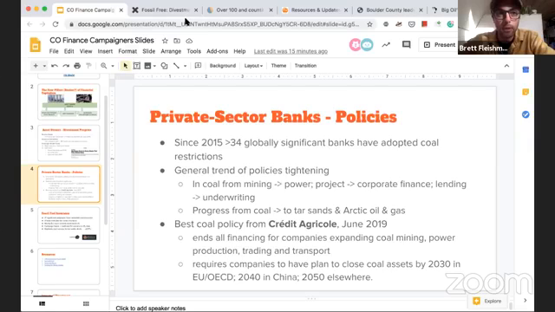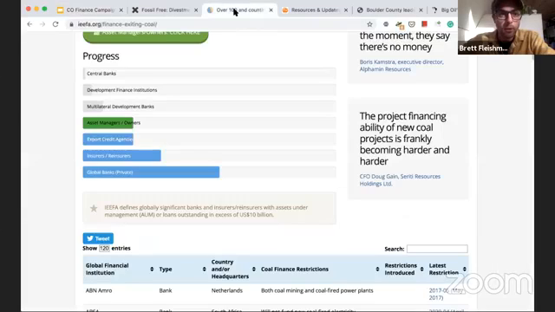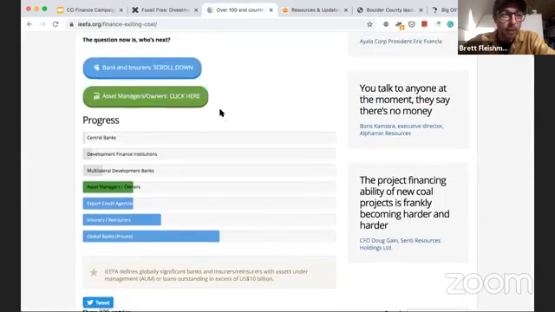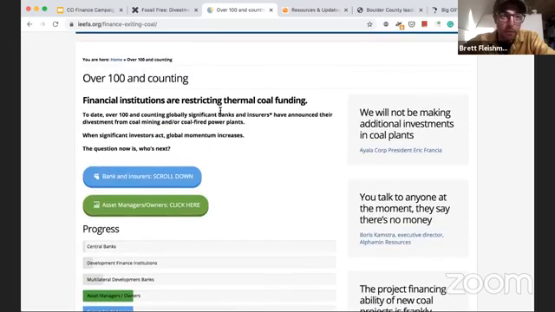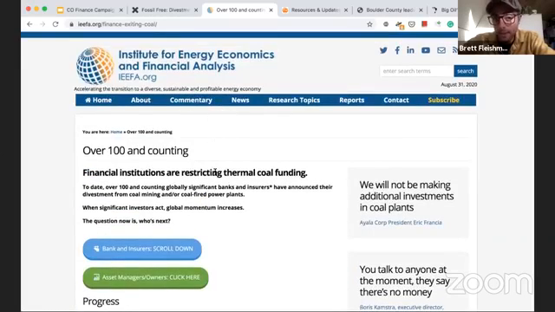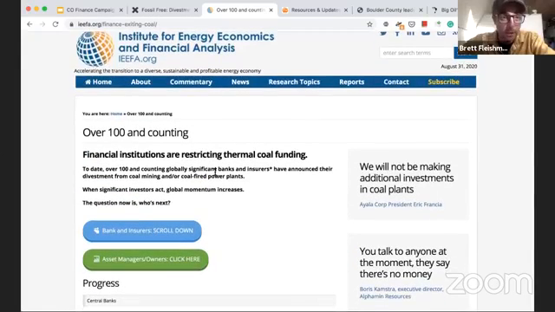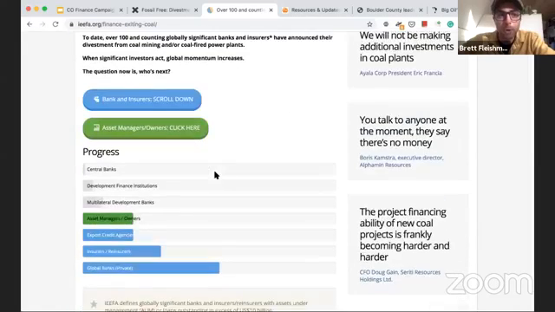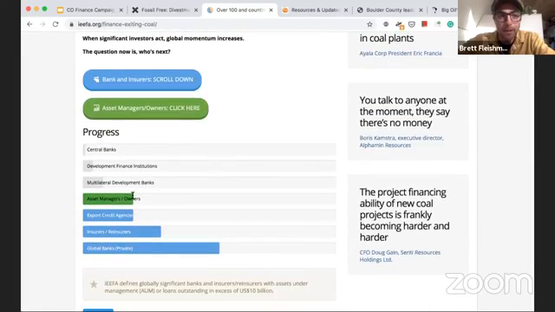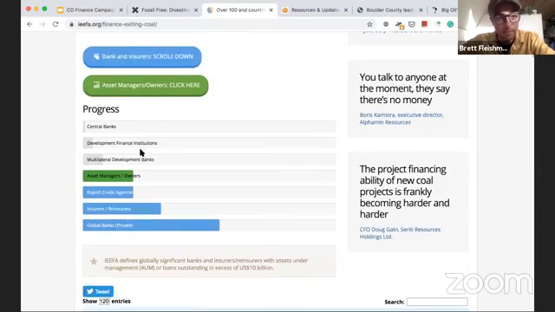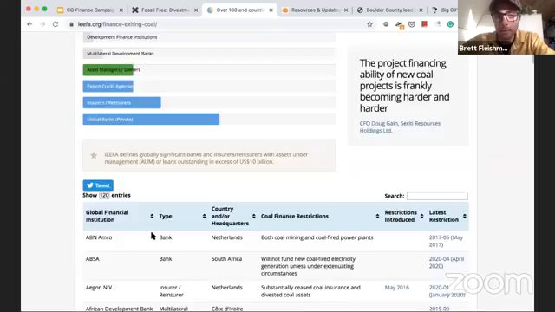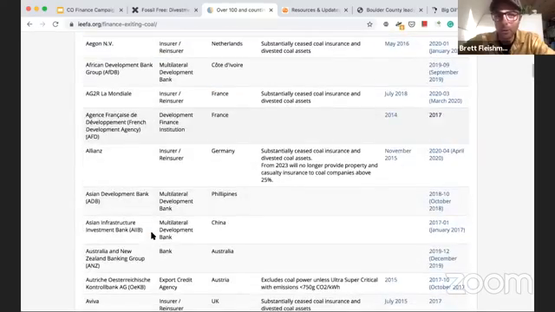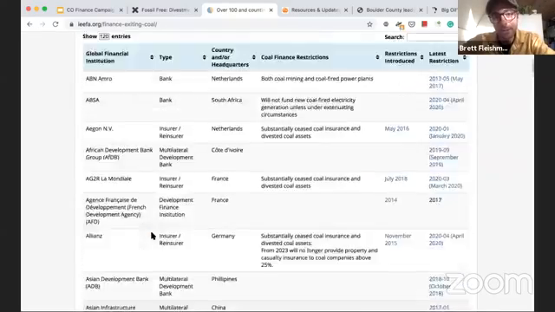I was going to show you this webpage by IEEFA, the Institute for Energy Economics and Finance Analysis. They've been doing a lot of data crunching for the divestment movement. They keep track of banks, asset owners, asset managers, central banks, development finance institutions. A similar list to what the Go Fossil Free website has, but it expands to banks, which is really helpful.